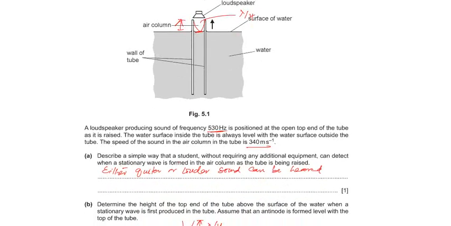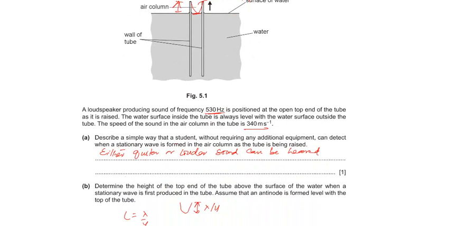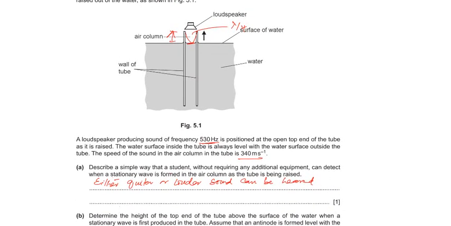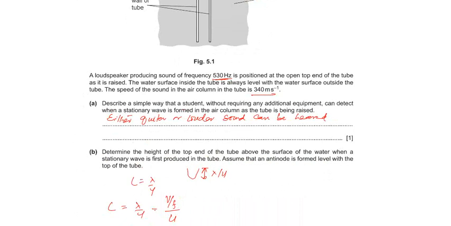The water surface inside the tube is always level with the water surface outside the tube. The speed of the sound in the air column in the tube is 340 meters per second. So these levels are the same.